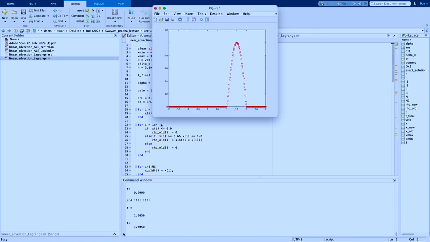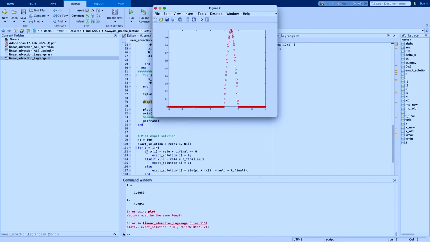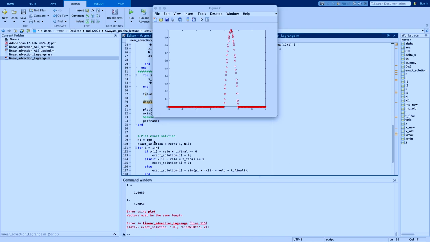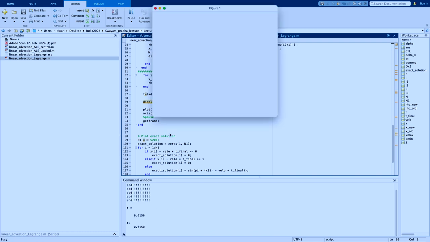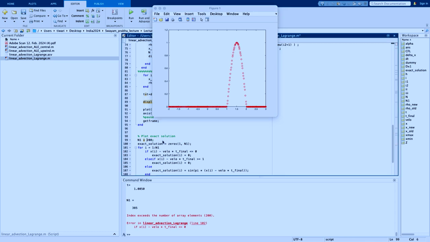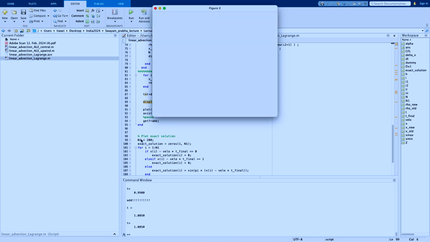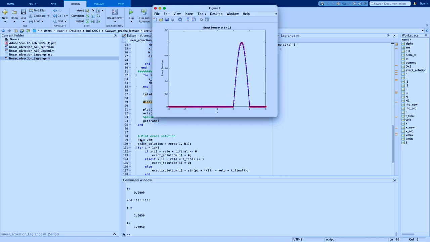So it is depending upon this here. So I have to give maybe 200 here. This is the problem. Or if I give it as n, that should be fine. So this is plotting the numerical overlapping the exact solution. Oh, it is giving that problem. So let's give this one. So it is better than the 100.